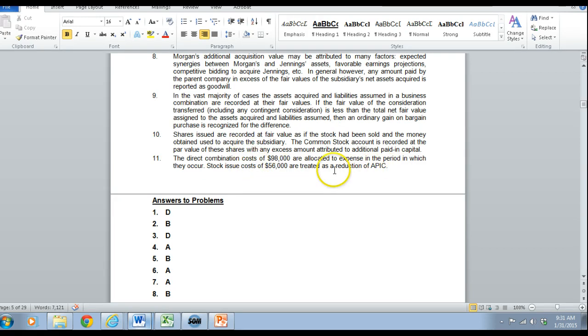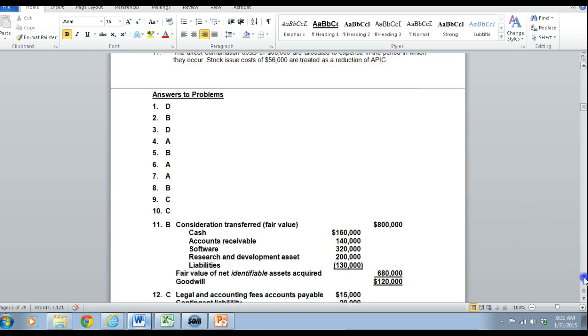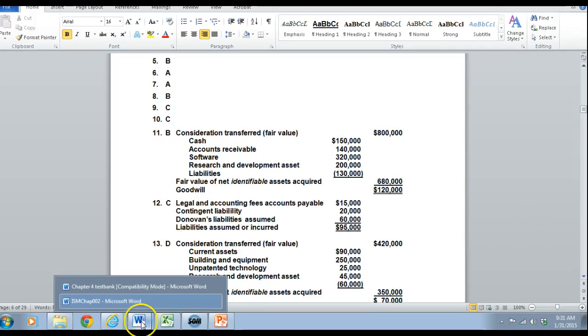So this is going to be common. You can expense the services, but stock issuance costs are going to go against the purchase of the company. So we'll have that over and over again in some of these problems here.